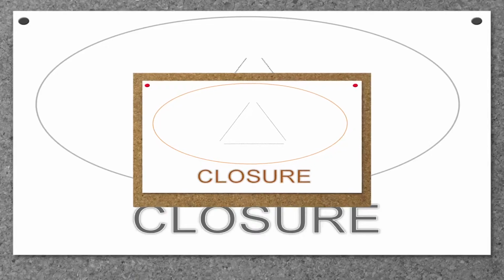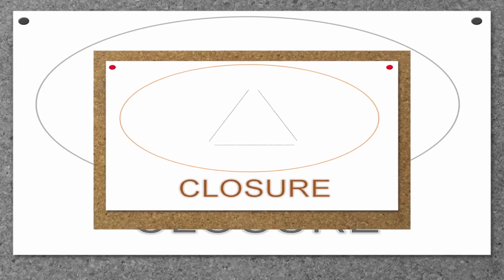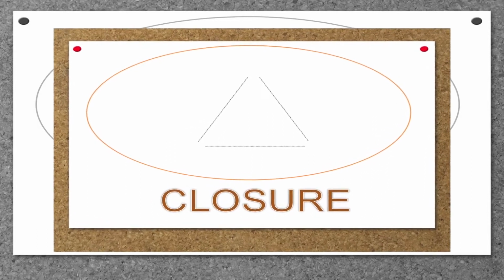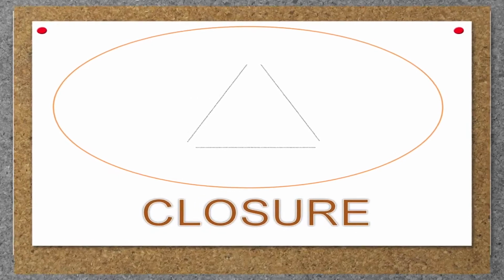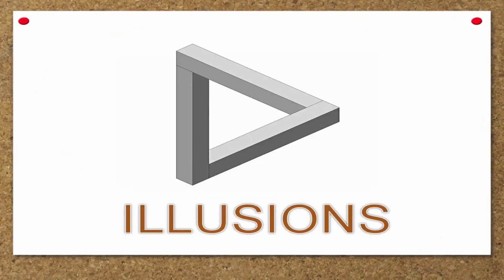A closure-like phenomenon yields subjective contours. In this figure of a triangle, you observe that the triangle does not exist at all. That is, the lines forming a triangle do not exist. Still, it is compelling to perceive a triangle in this figure. Now, let us come to the next topic, which is illusions.